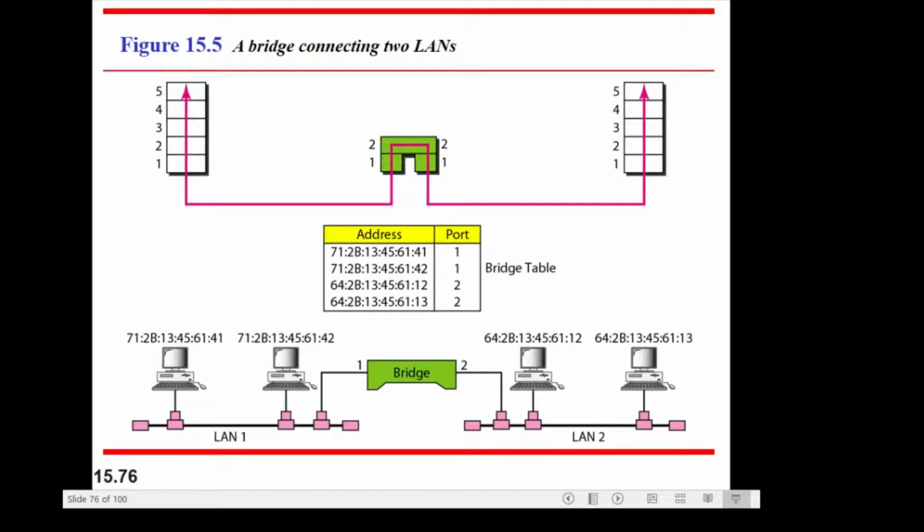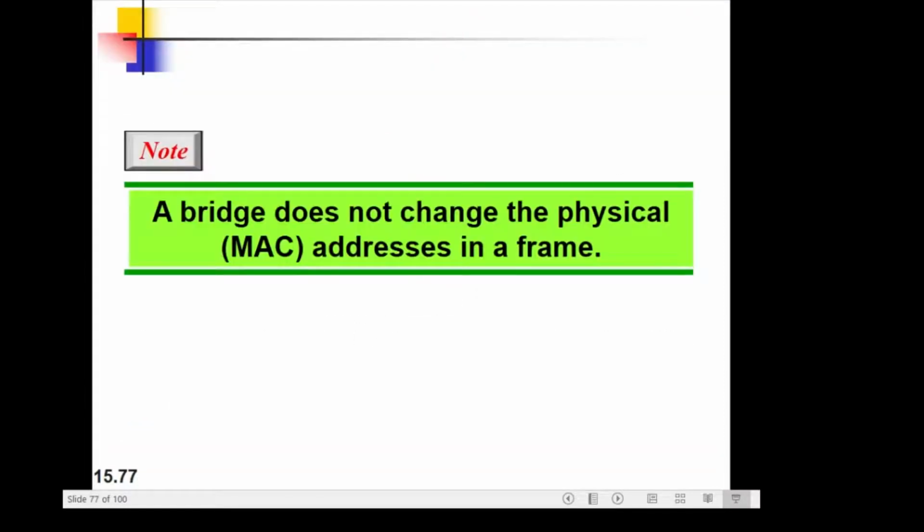In this example, two LANs are connected using the bridge. This is what we call the bridge table. Inside the bridge table, it has the MAC addresses of the devices that are connected together. A bridge does not change the physical MAC address in the frame. It just stores the data.